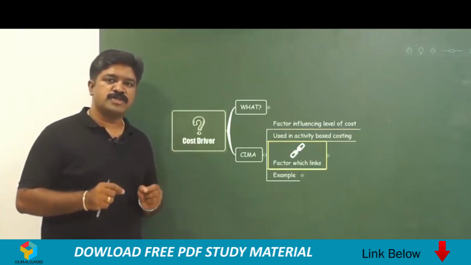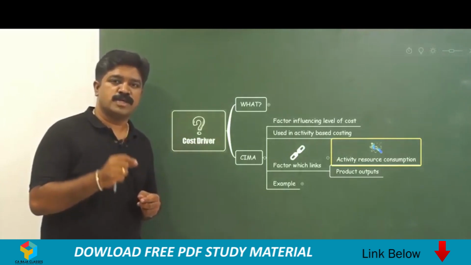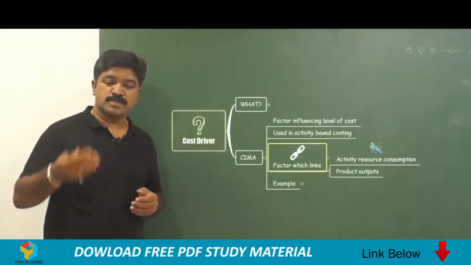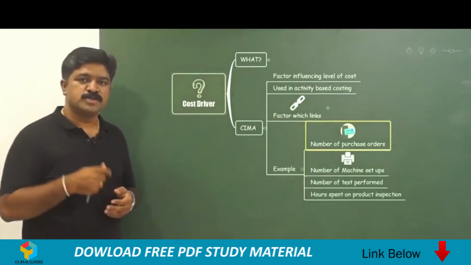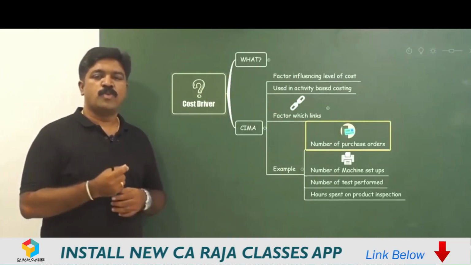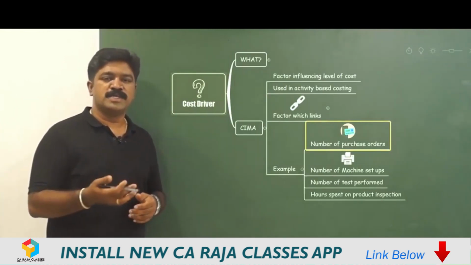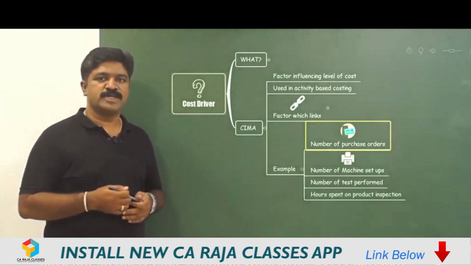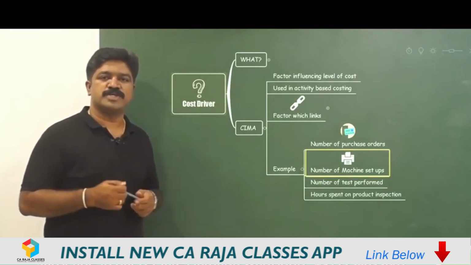So this cost driver is a factor which is going to link the activities' resource consumption with the products or outputs. An example can be the number of purchase orders. If you want to know the cost driver for the purchase department, it's basically the number of purchase orders they have raised.